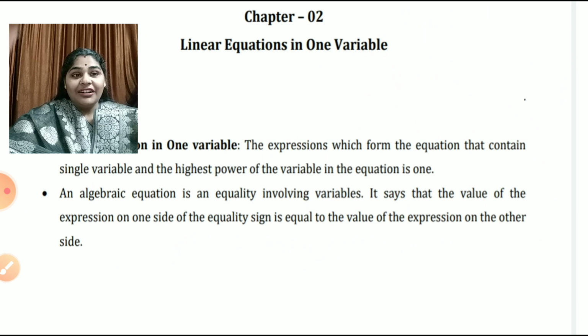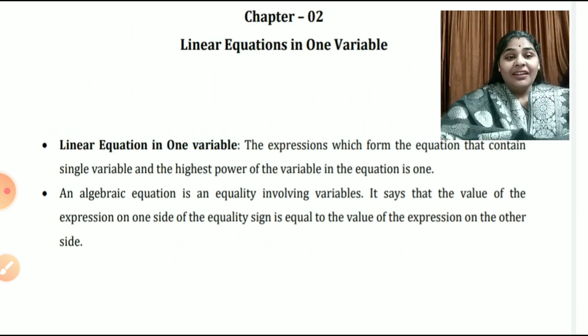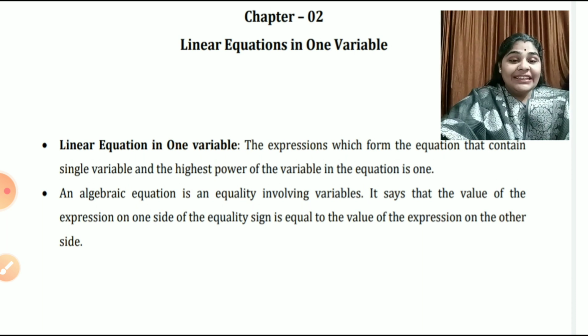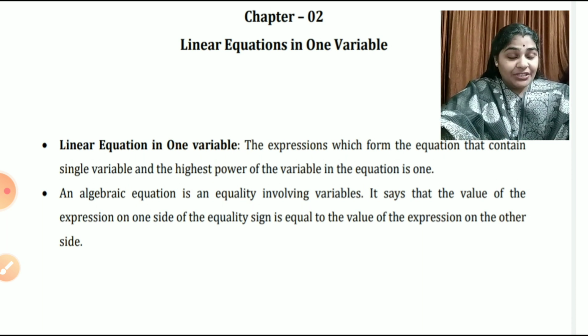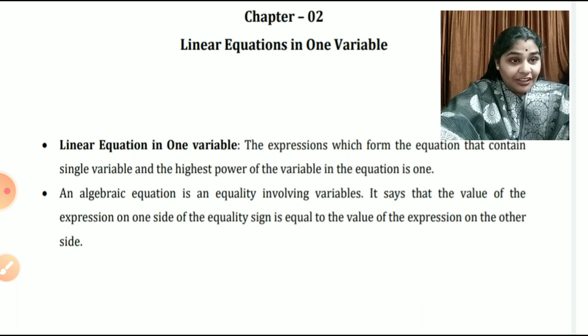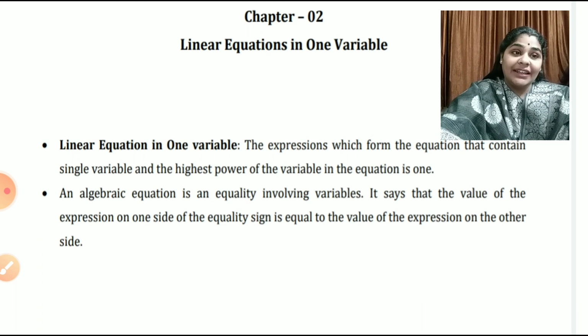So a quick revision on whatever we have done, children. So in chapter number 2, linear equations in one variable. Linear equation in one variable means the expression which forms the equation, that has an equality sign, that contains a single variable, children. One variable means single variable, and the highest power of the variable should be 1. Okay, then only it is said to be a linear equation in one variable.